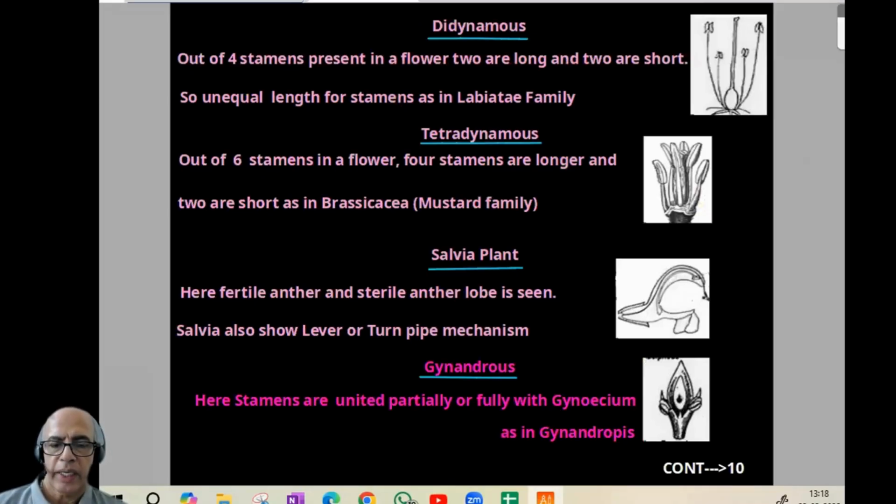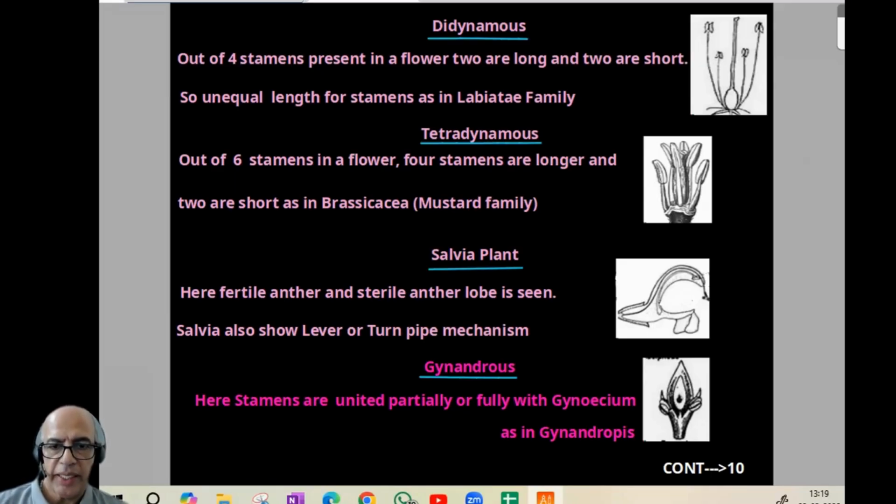Didynamous, tetradynamous, two types. Diagram given, so it will be easy. Didynamous means out of four stamens in a flower, two are long and two are short, so unequal length of stamens, as in the Labiatae family. Tetradynamous means a total of six stamens are there, out of which four stamens are longer and two are short, as in the case of the Brassicaceae or mustard family.